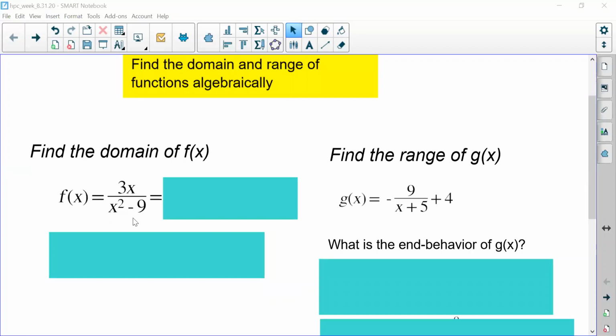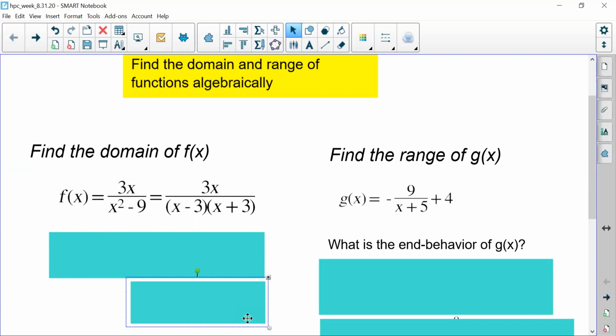Well, I'm not taking the square root of anything, but I am dividing by x squared minus 9. And x squared minus 9 is the same as x minus 3 times x plus 3. So there are two numbers that make me divide by 0, positive 3 and negative 3. If x were either one of those numbers, I would be divided by 0, and that would be impossible. So my domain is every x value except 3 and negative 3.